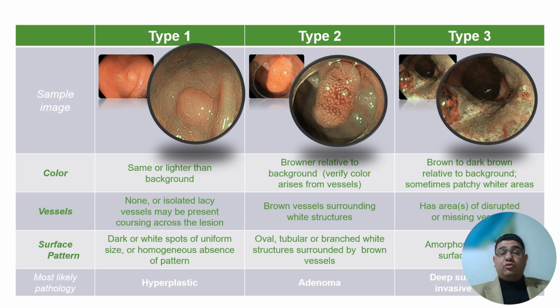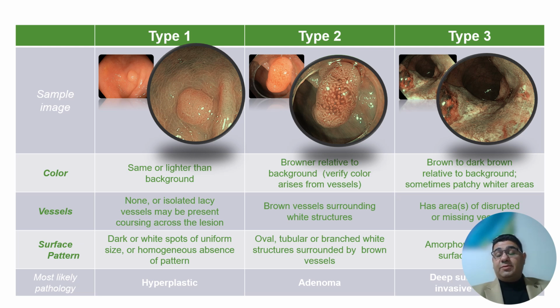As a general rule, when we characterize the lesion, we depend on the color, the vessels, and the surface pattern. When the color is the same or lighter than the background, there are no vessels or some scanty blood vessels, or the surface pattern is dark or white spots of uniform size, we call this type 1 or hyperplastic polyp. In type 2, the color is brown, darker than the surroundings. There is a brown vessel surrounding white structure, and the surface pattern is oval, tubular, or branched white structure surrounded by brown blood vessels. So we call this adenoma.